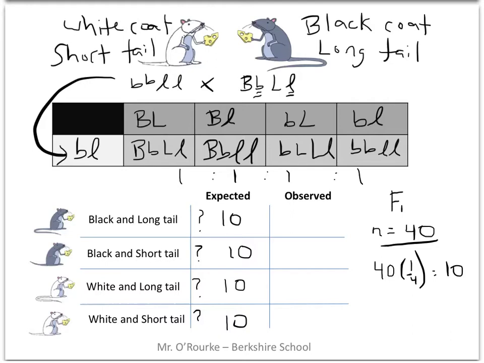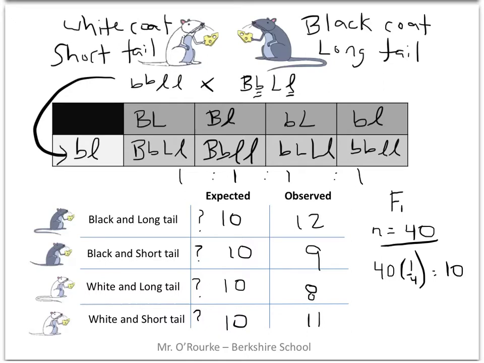And so what if it turned out that what we observed was something along the lines of 10 to 9 to 8 to 11 in terms of the black and long, black and short, white and long, and white and short? What would you do? Would that be significant? Is there a significant difference between what we've observed and what we've expected? That's where chi-squared comes in.